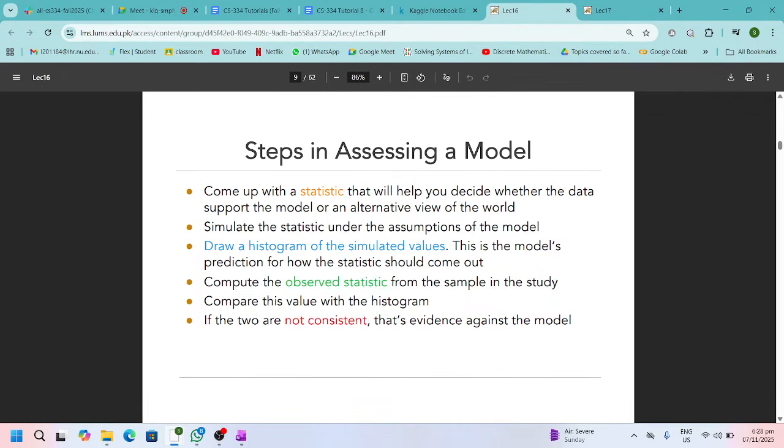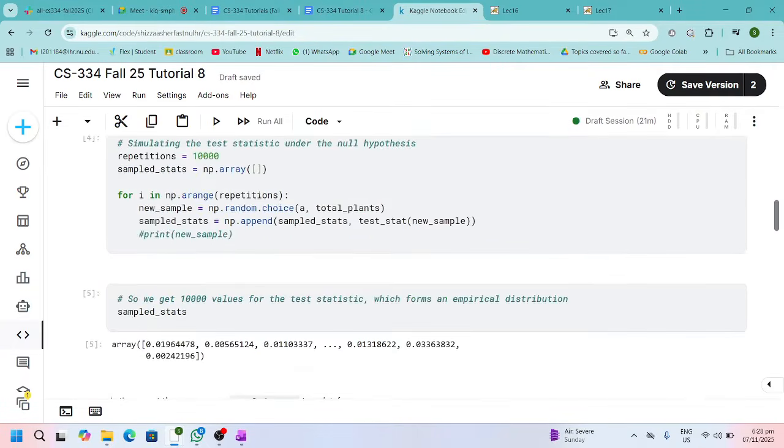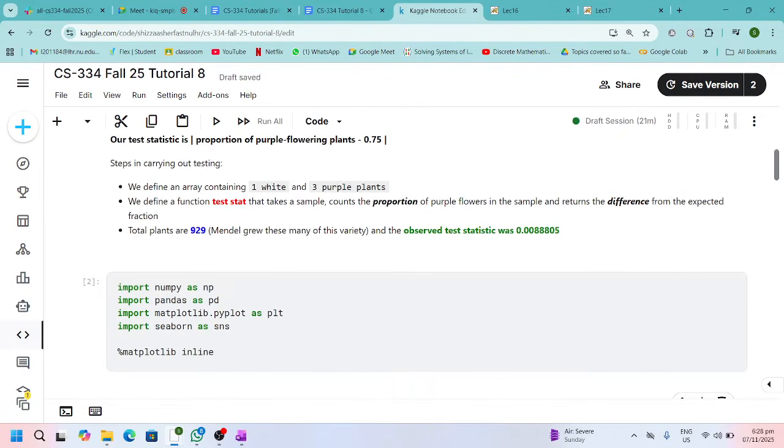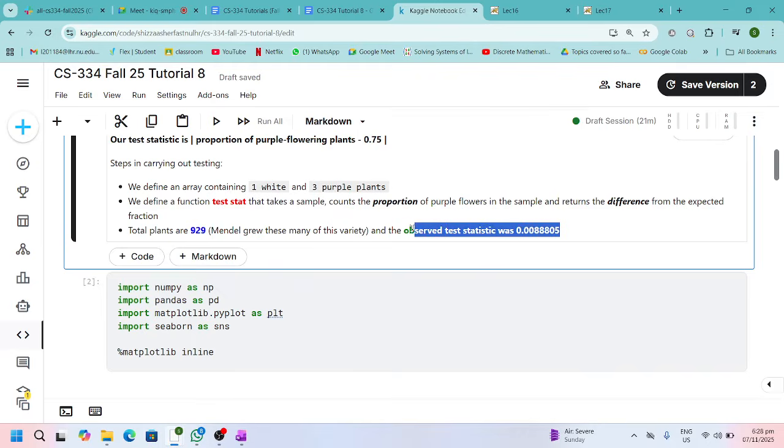Are there any questions up until this point? Okay, I will show you how we compare this value with the histogram now. So ये वाली value जो है, I'm coming back to this now. This is called the observed test statistic.